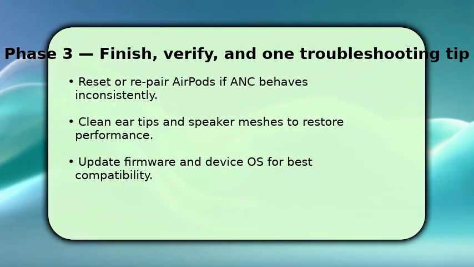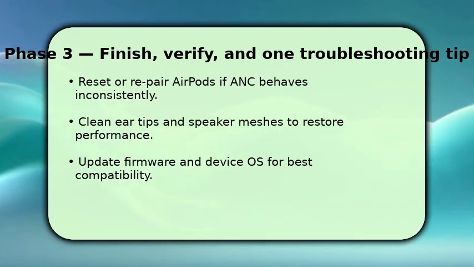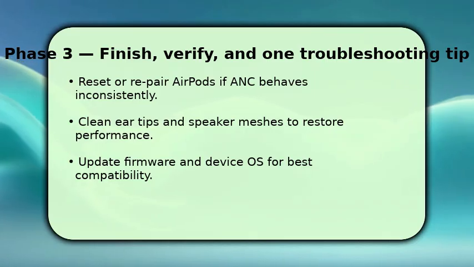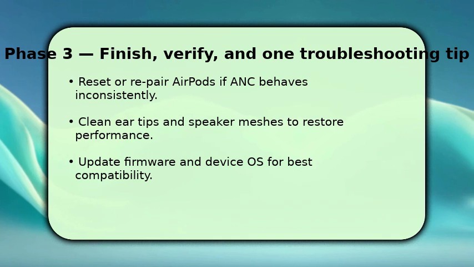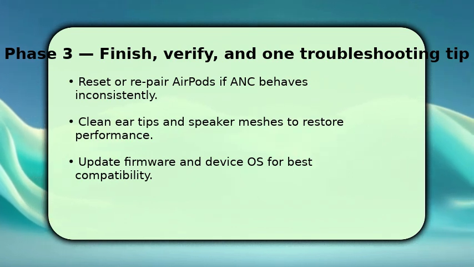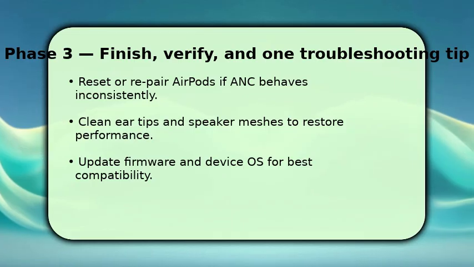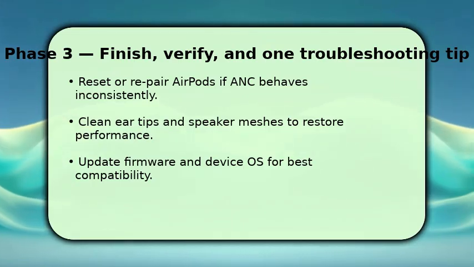If ANC cuts out or sounds distorted, toggle noise cancellation off and on, then restart or repair your AirPods. If problems persist, update AirPods firmware and your device OS, and finally reset the AirPods in case of firmware glitches. Troubleshooting tip. If ANC still fails, test another device to isolate whether headphones or phone are the issue.